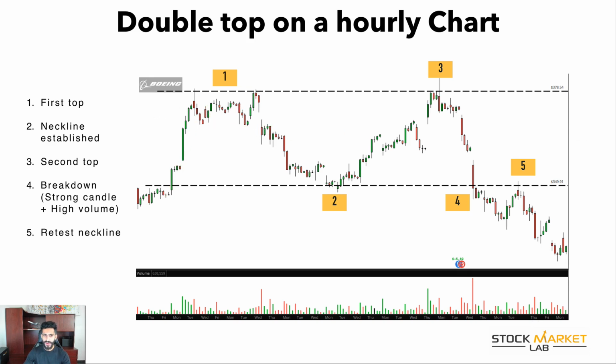I'm just trying to focus on a bigger time frame so you can understand the concept. And what I want you to take away from this is it doesn't have to be perfect. First top, neckline. Second top, neckline. Boom, break of the neckline, retest, continuation.